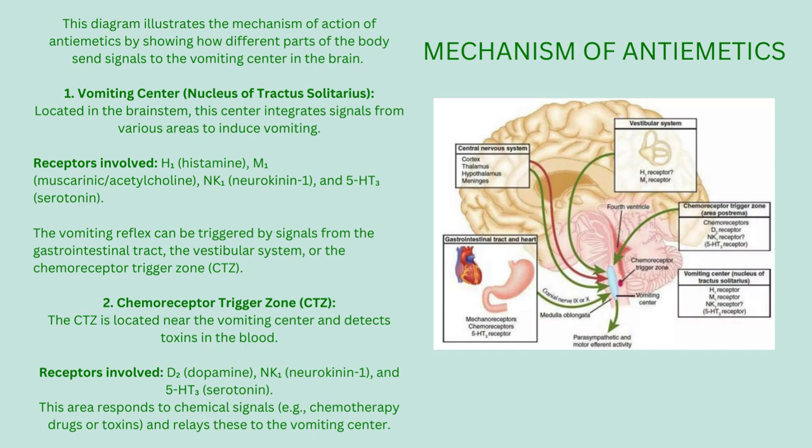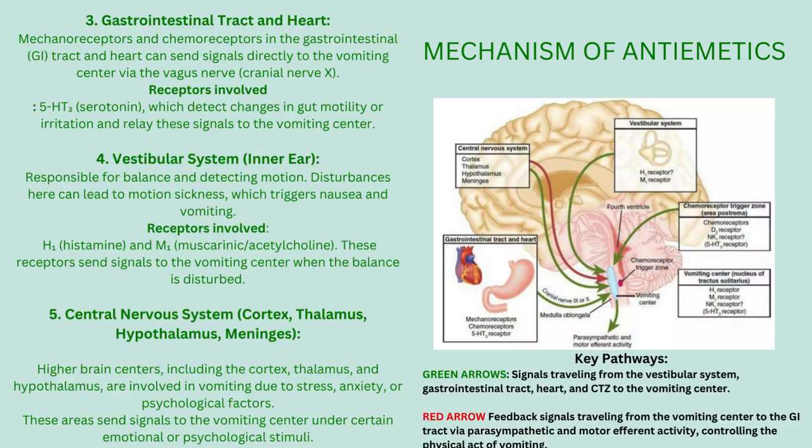2. Chemoreceptor trigger zone, CTZ. The CTZ is located near the vomiting center and detects toxins in the blood. Receptors involved: D2, NK1, and 5-HT3. This area responds to chemical signals. 3. Gastrointestinal tract and heart. Mechanoreceptors and chemoreceptors in the GI tract and heart can send signals directly to the vomiting center via the vagus nerve. Receptors involved: 5-HT3, which detect changes in gut motility or irritation and relay these signals to the vomiting center.